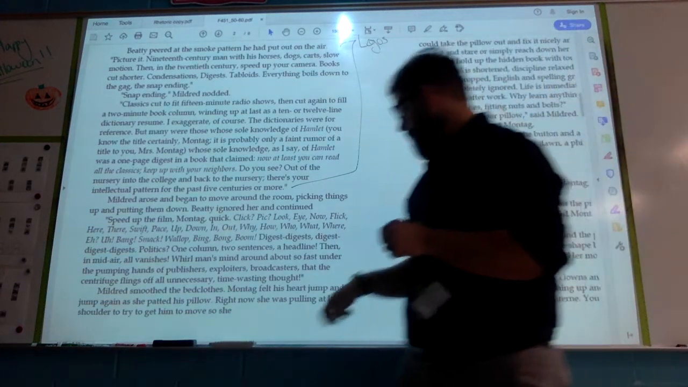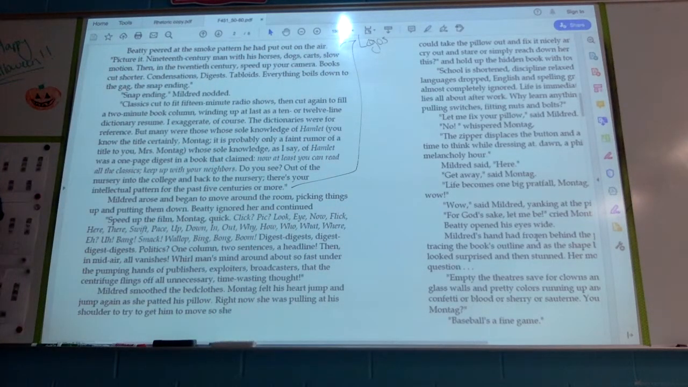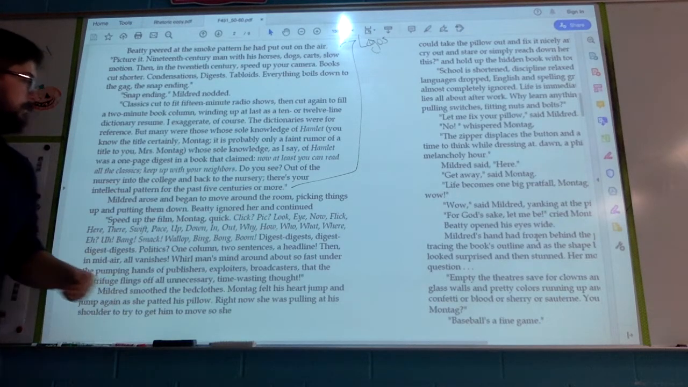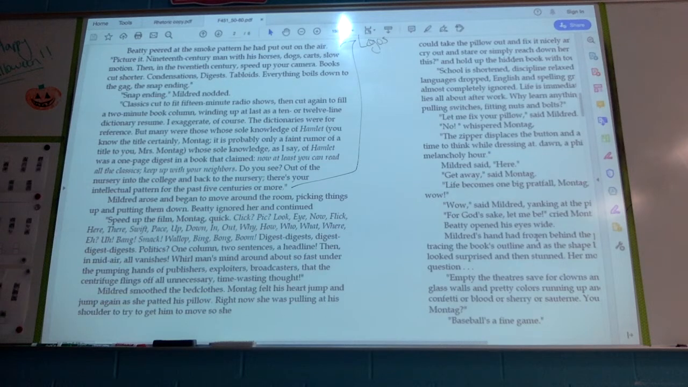Go ahead, look at it. Mildred arose and began to move around the room, picking things up and putting them down. Edie ignored her and continued. Speed up the film, one tap, click. Click this look eye now. Click here, there. Switch, pace, up, down, in, out, wide. How, who, what, where, and, bang, smack, while, bang, bong, boom. Digest, politics. One column, two sentences, a headline, then in the mid-air, all vanishes. Whirl man's mind around about so fast under the pumping hands of the publishers, exploiters, broadcasters, that the centrifuge flings off all unnecessary, time-wasting thoughts.